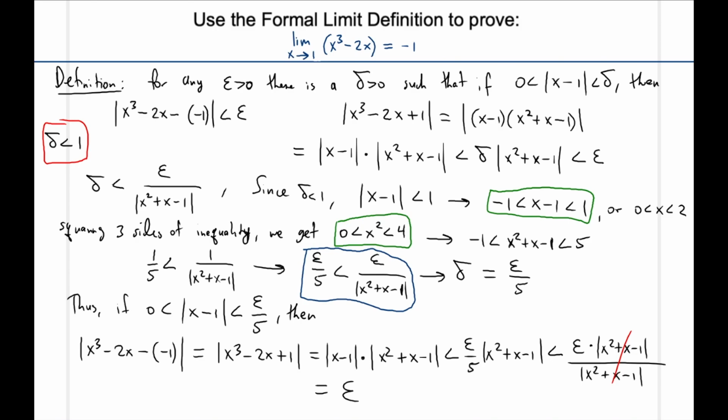Okay, so we've successfully shown that this proof works, and indeed the limit as x approaches 1 of the function x cubed minus 2x is equal to negative 1.